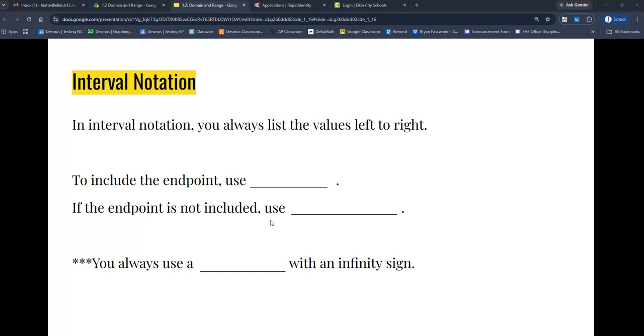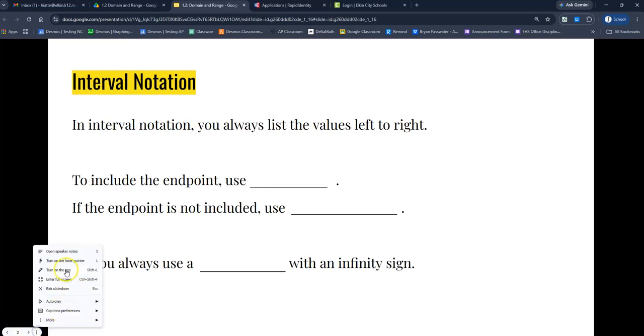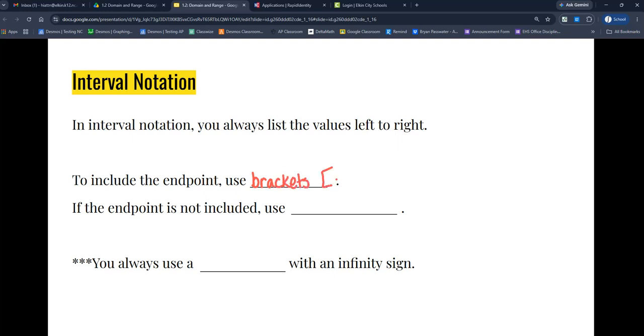If you want to include an endpoint, you use brackets. I didn't turn the pen on, that's why. You want to use brackets. So they look like this, square brackets, like that. If the endpoint is not included, you use parentheses. Okay, so you're going to include the endpoint when it's a less than or equal to scenario.